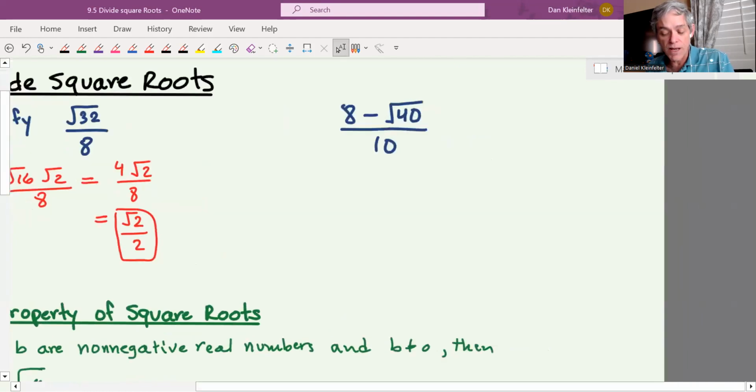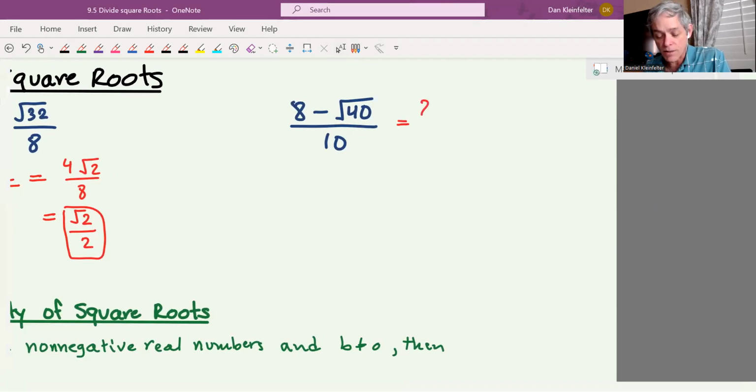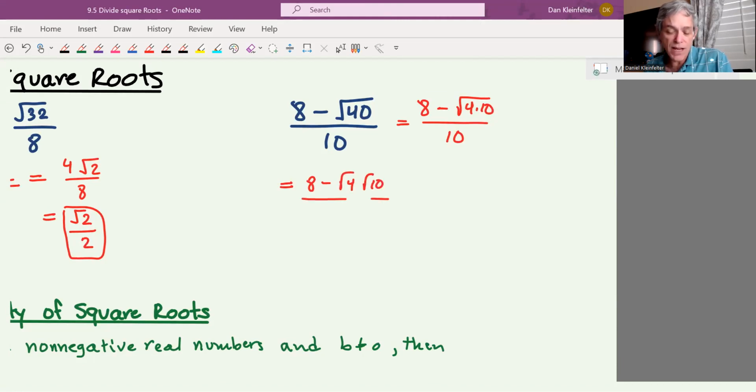For the next one, we have 8 minus the square root of 40 over 10. So we're going to focus on simplifying the square root of 40. So the 40, we'll factor that as 4 times 10. Everything else I'm just recopying. I know that can be tedious, but in order to be correct, that's what we have to do. So we'll have 8 minus root 4 root 10 all over 10. And then the root 4 will end up being a 2. So we'll have 8 minus 2 root 10 over 10.